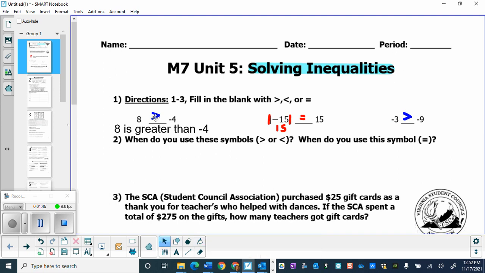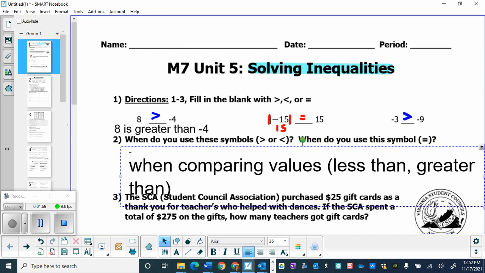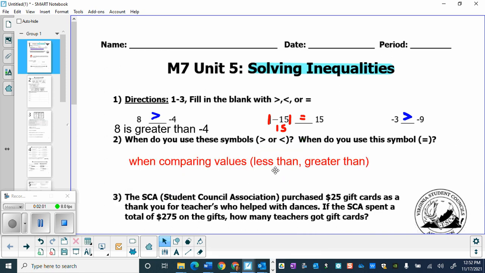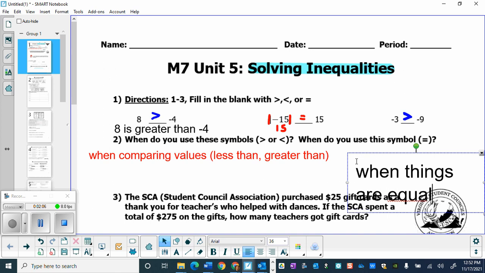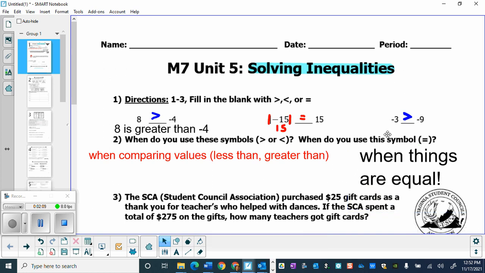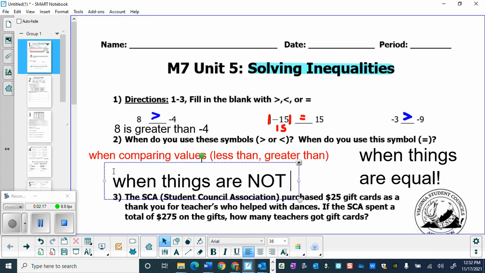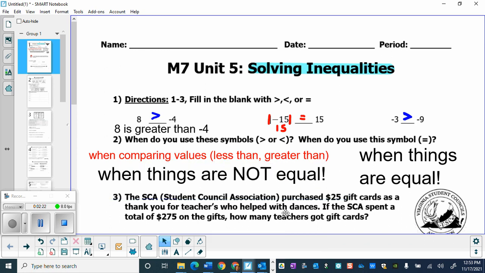So we use these symbols right here when comparing values, and we have things that could be less than, it could be greater than, things like that. That's when we use those alligator symbols. And when do you use an equal sign? Well, when things are equal. Kind of goes without saying, when things are equal. So then over here, we use these inequality symbols when things are not equal. So obviously if one is bigger than the other, that means they're not equal.